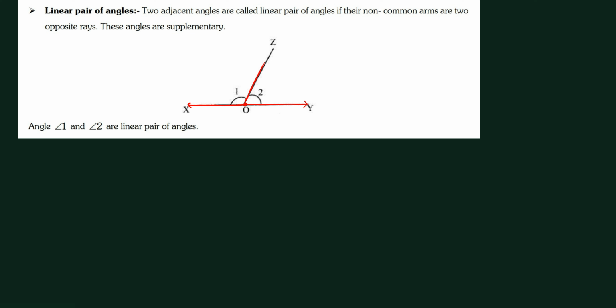OZ is a common ray between OX ray and OY ray, making angle 1 and angle 2. When you add these two angles, they are equal to 180 degrees. Angle 1 plus angle 2. And these are the two adjacent angles. When you add these two adjacent angles, you will get 180 degrees. Then angle 1 and angle 2 we call a linear pair of angles.